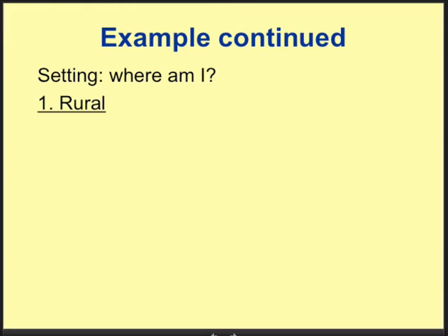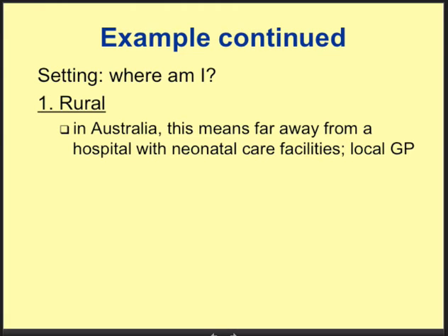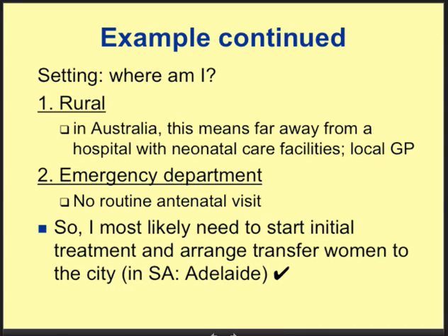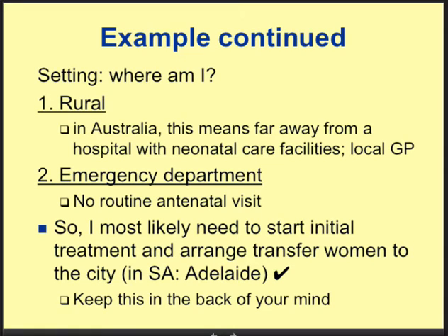Okay, let's go back. Important to take on board that you're in a rural emergency department. You're not in suburbia in the city. This means, in Australia, far away from a hospital with neonatal care facilities, so you are more at the level of a local GP or GP obstetrician. You are in an emergency department, so this is not a routine antenatal visit. This means most likely that you need to start initial treatment locally and then arrange transfer of the woman to the city. In South Australia that means Adelaide. So keep this in the back of your mind. Most certainly that will give you an extra point.